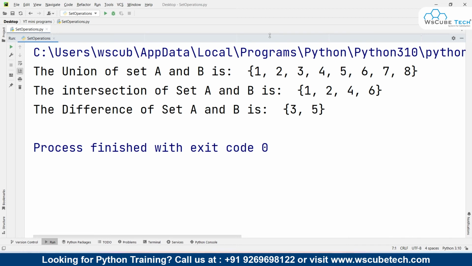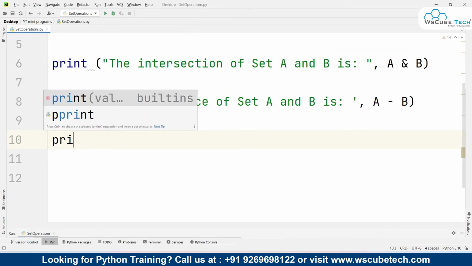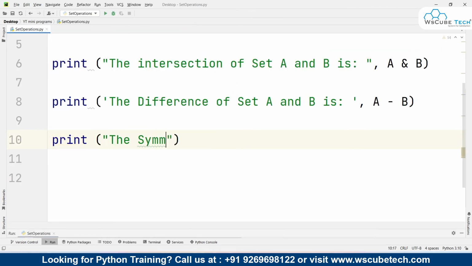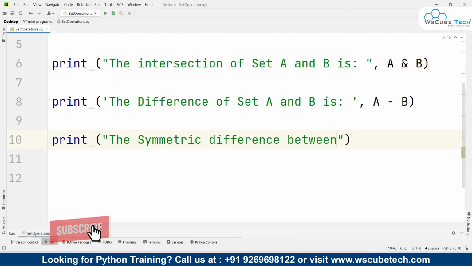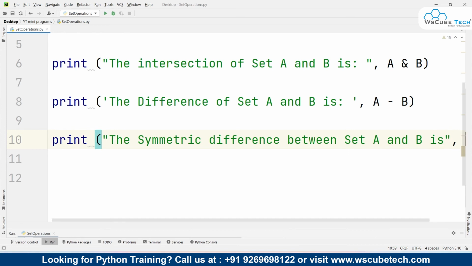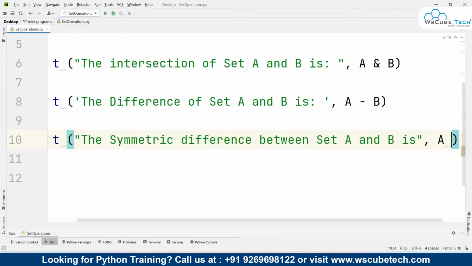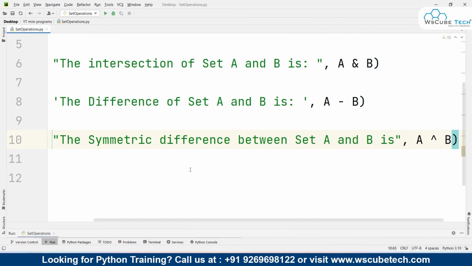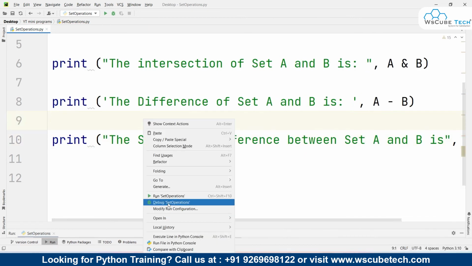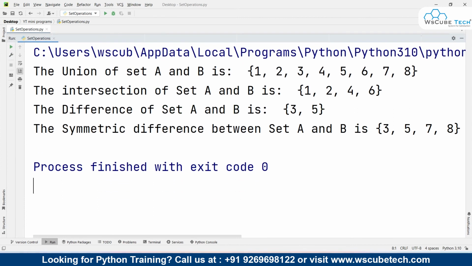And lastly, talking about the symmetric difference, print the symmetric difference between set A and B is. For the symmetric difference we write A and put the symbol of circumflex, so A circumflex B. As soon as I run it, let's see what output we get over here. I'll get the elements which are not common, and that would be our symmetric difference. That means the elements which are not common, we will obtain them from A and B.